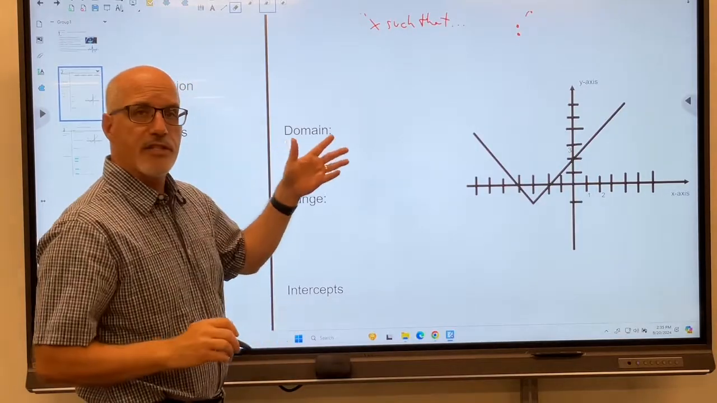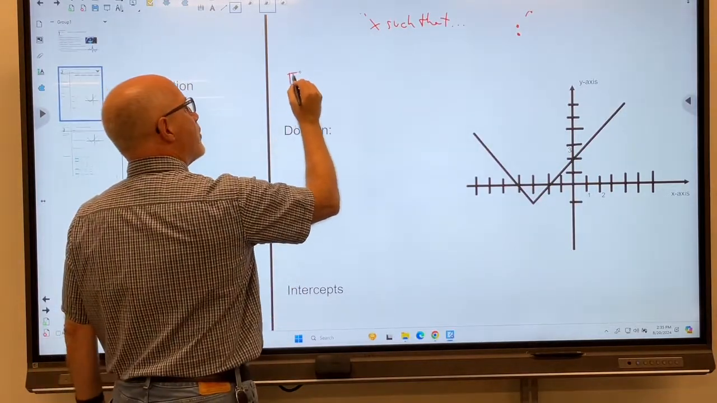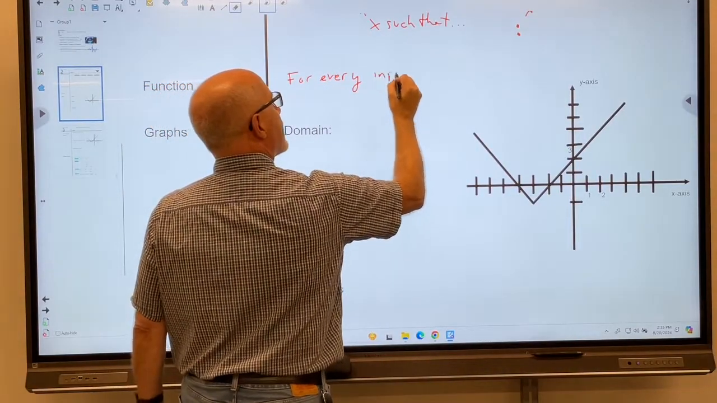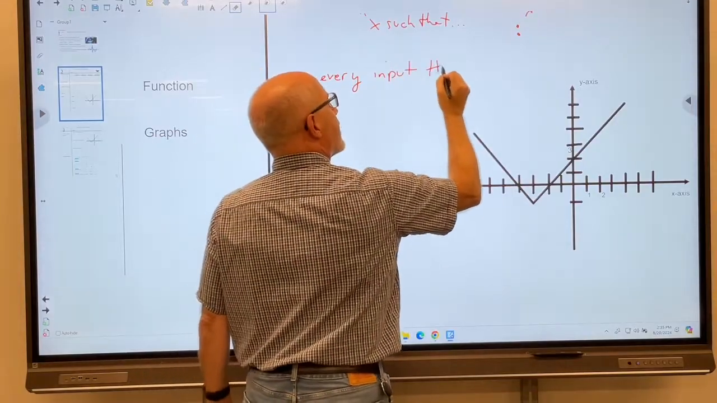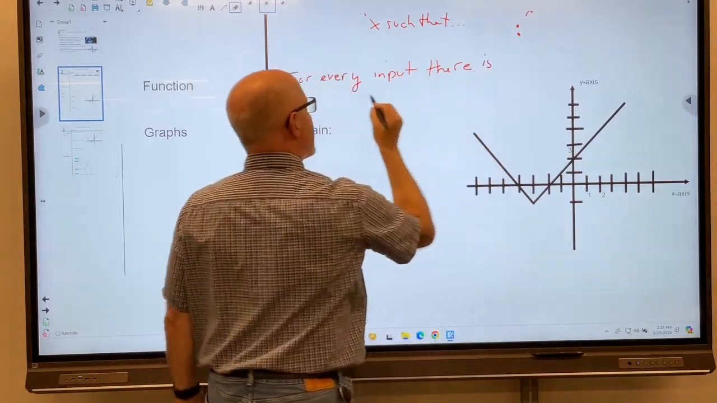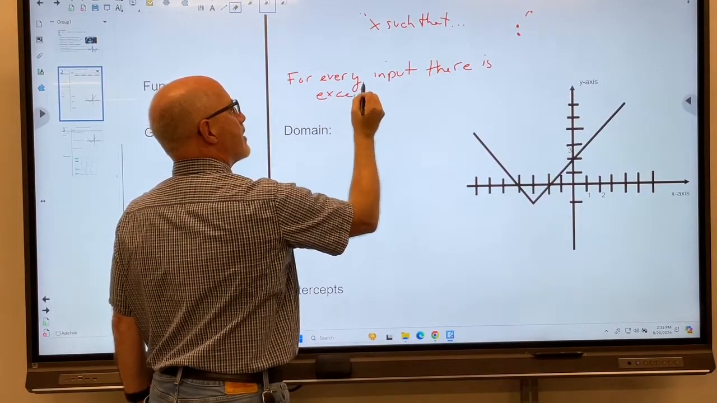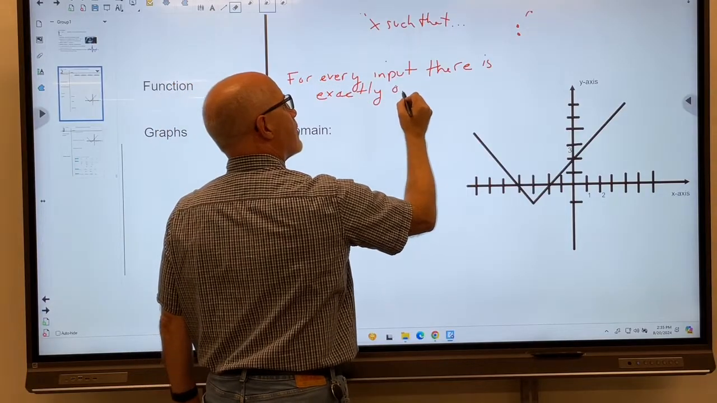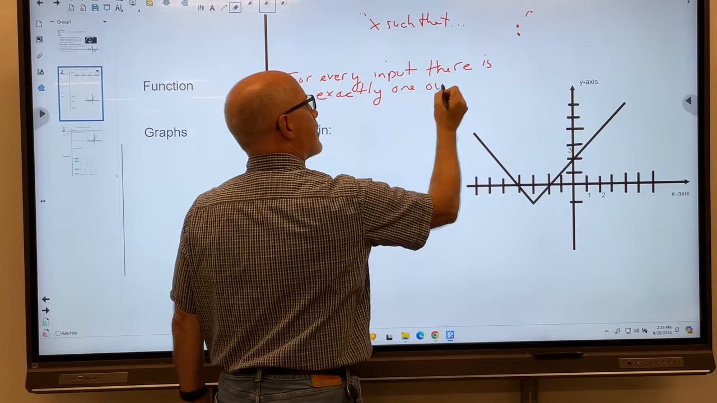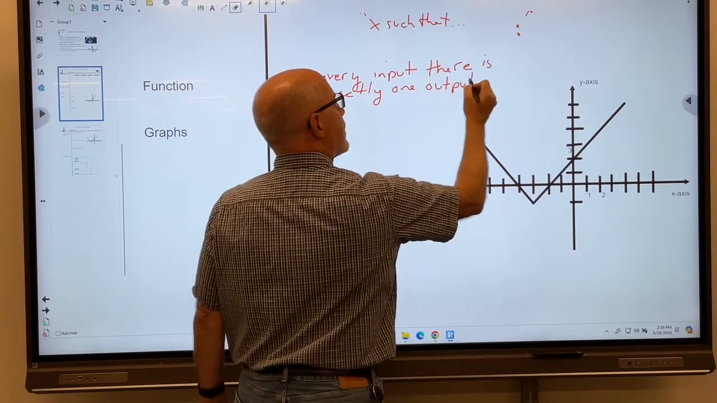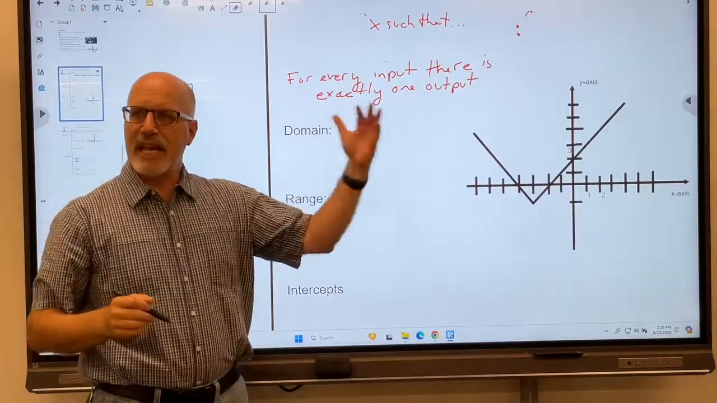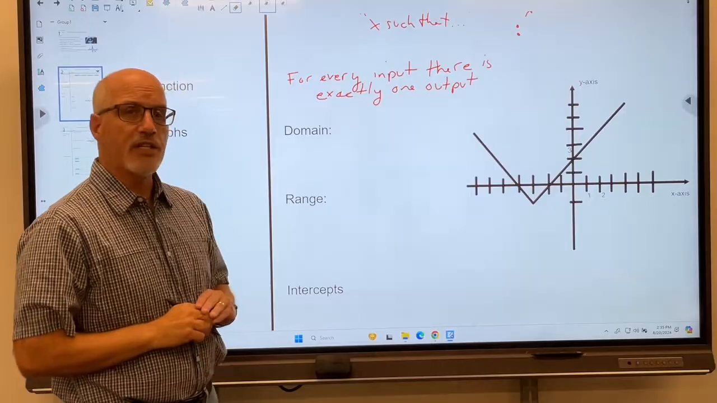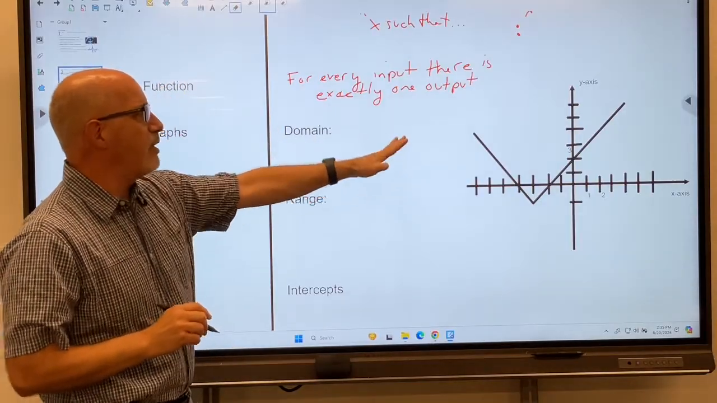A function is defined as, for every input, there is exactly one output. Typically, we think of the inputs as the X's, the outputs as the Y's. So looking at this, we'll talk about domain and range. The domain, when we look at a graph, let's talk about the graph first.